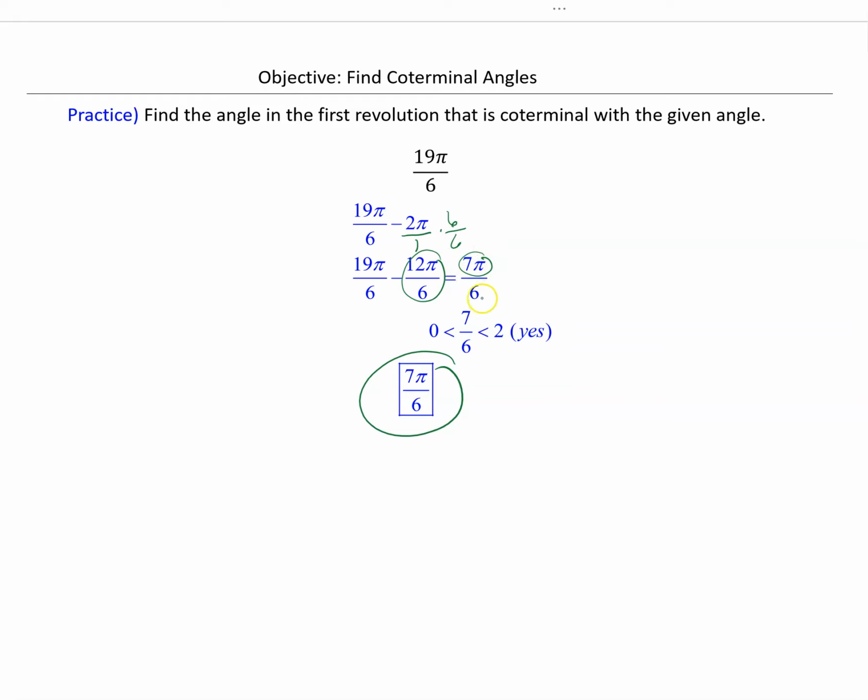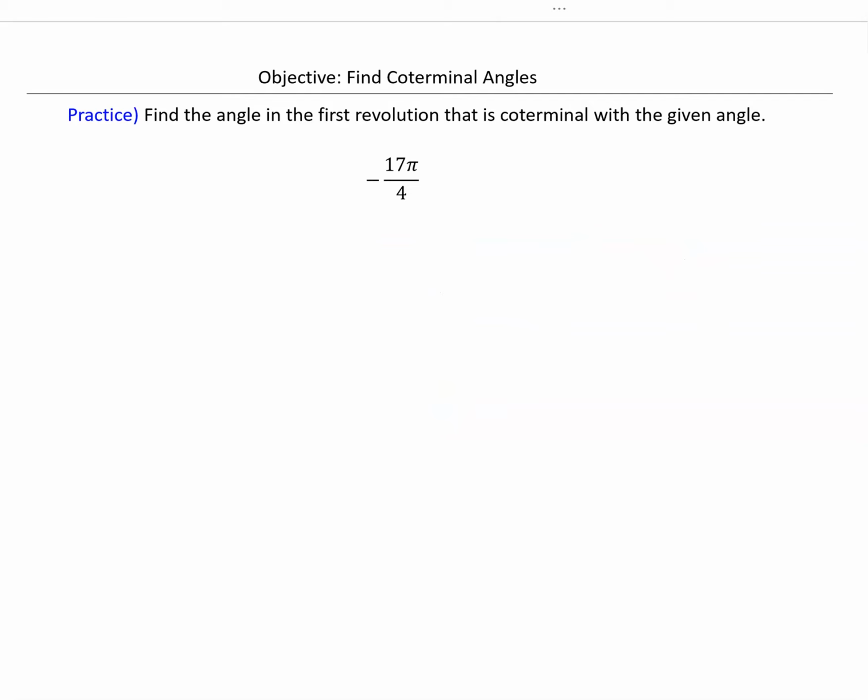And that 7/6, which is 1 1/6, is between 0 and 2. So that tells us, yep, we are in the first revolution. Or you can just look at it as 3 1/6 π minus 2π, which would be 1 1/6 π, which is your 7π/6. Let's try another one. Pause your video here.